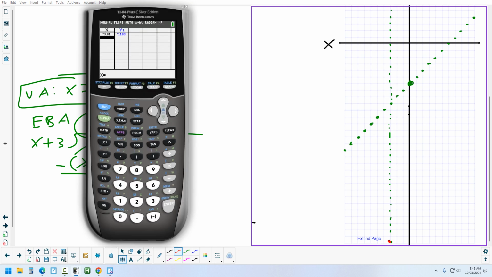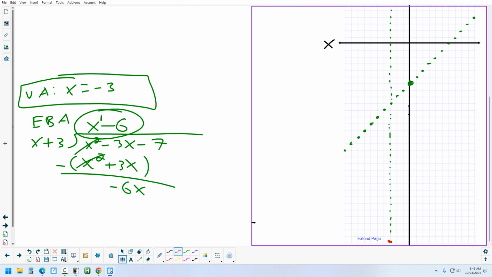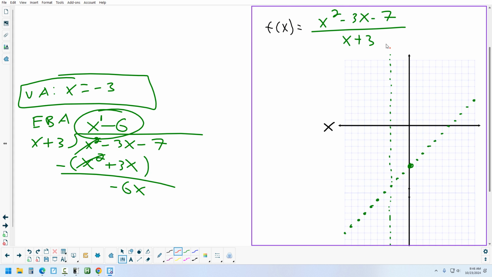Now let's check something to the right, further from me. What would be a little bit bigger than -3? -2.99. We are up at almost positive 1100. So when we cross that vertical asymptote, all of a sudden we're heading up to what? Heading up to infinity. Okay, so just put your dot as high as you can.